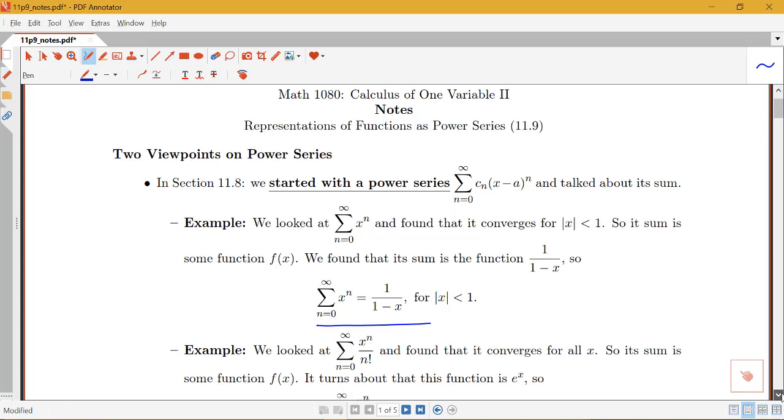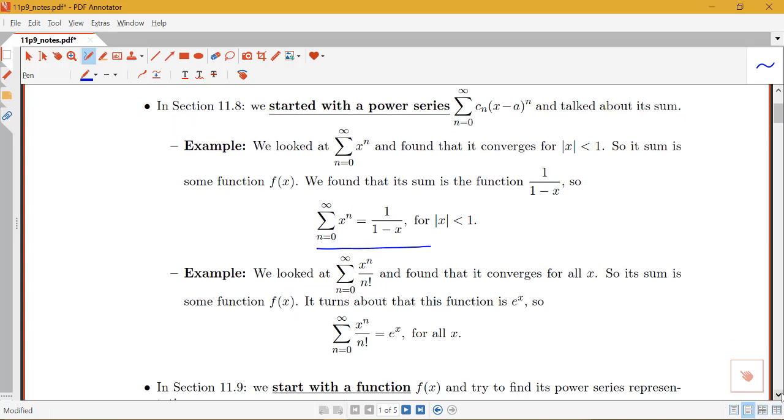Some other things that we looked at, the sum of x to the n over n factorial, and found that it converged for all x. So its sum was going to be equal to some function, okay? And it actually turns out that this function is e to the x. And this is a fact that we'll actually prove later. Okay, but the main idea here is that our previous viewpoint was to start with a power series and then think about that power series converging to some function and maybe being able to find what that function was.